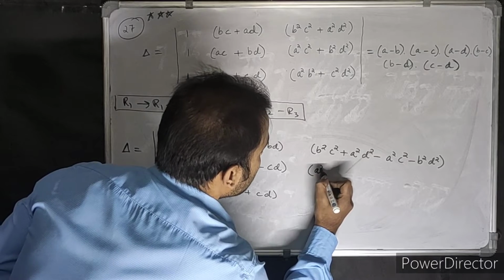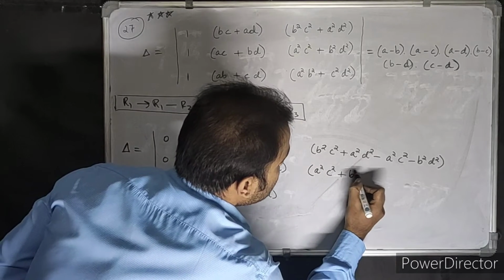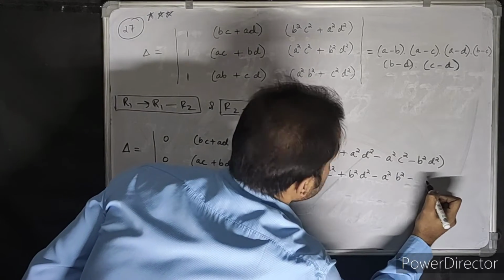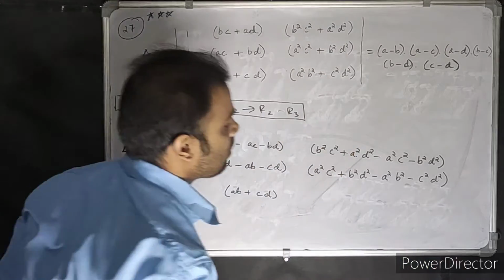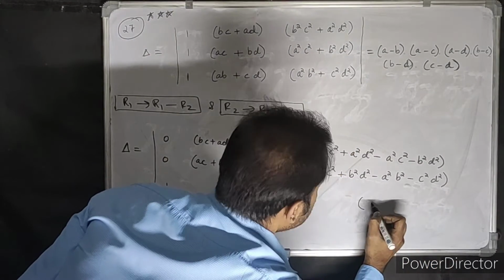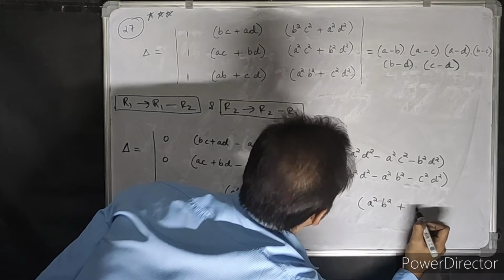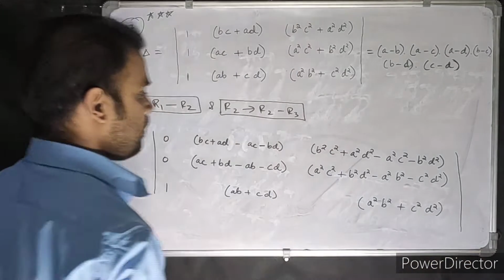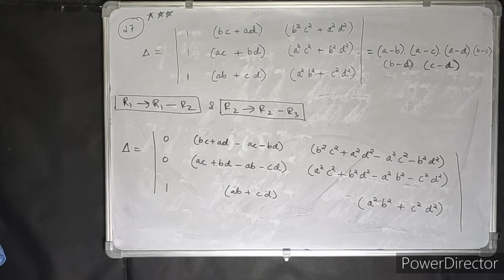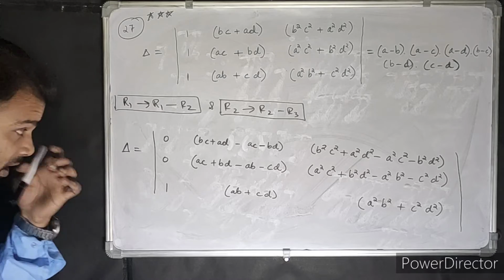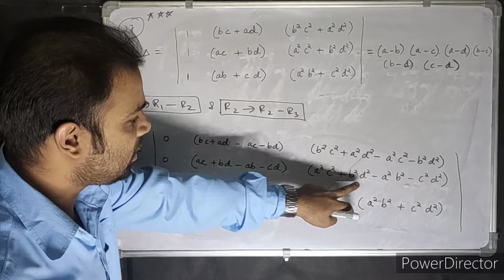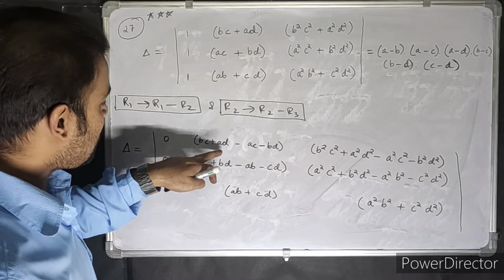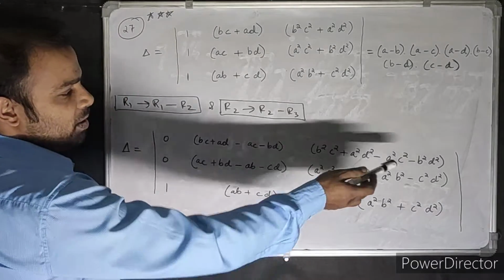I opened it and solved. A square C square plus B square D square minus A square B square minus C square D square. Okay, rest is just copied. This is A square B square plus C square D square. Okay, that's it. This is the first part. Look at it. They will look the same. ACBD minus ABCD. BCAD minus ACBD. BCAD minus ACBD.